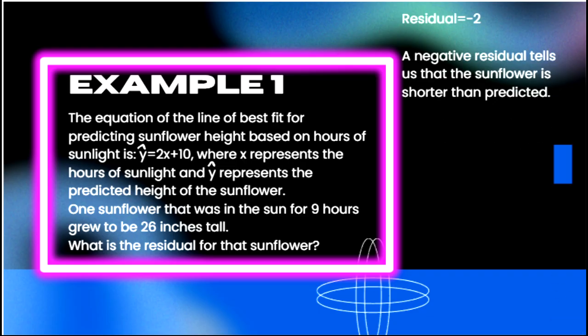A negative residual tells us that the sunflower is shorter than predicted. So the line of best fit is going to be something like this, and we expect it to be right here, but it actually grew to be underneath that. Okay, that's what it would look like.